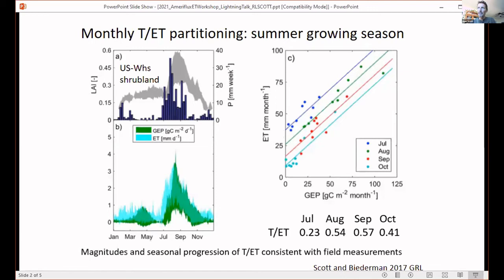And if we use this as an estimate of evaporation and we take our average ET over the time, we can compute an average T to ET ratio for each one of these months in the season. You see that it went from very low to pretty high, kind of peaking in August and September when the vegetation peaks, and then starting to decrease again as the system browns down.